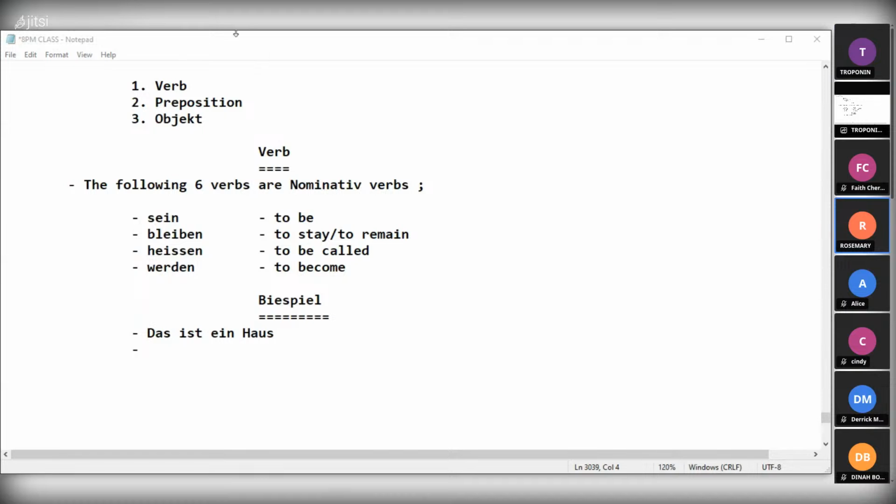So tafadhali tuheshimiane. Ewe, who is that person? Rosemary, tudumu, heshima idumu kwa class.